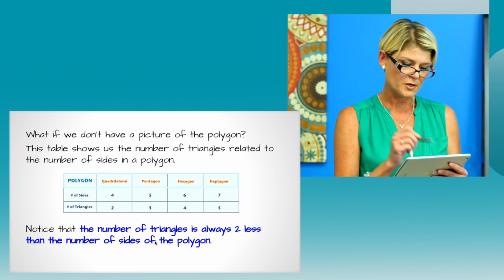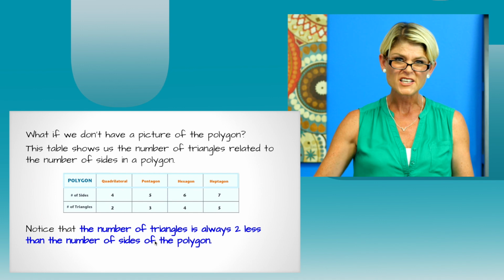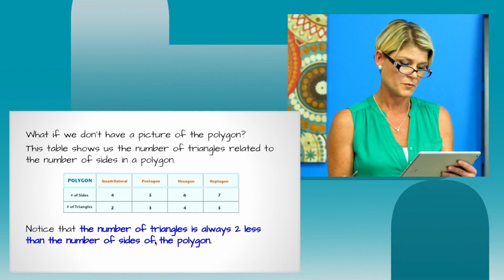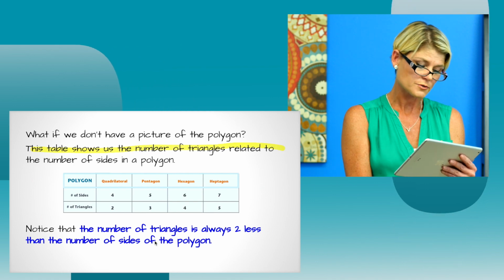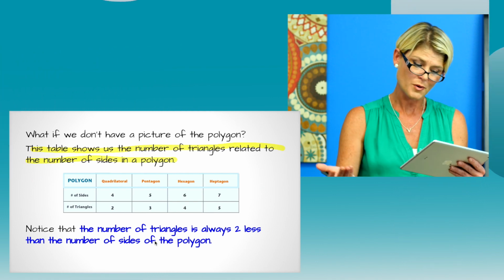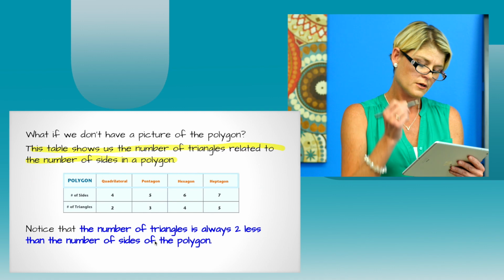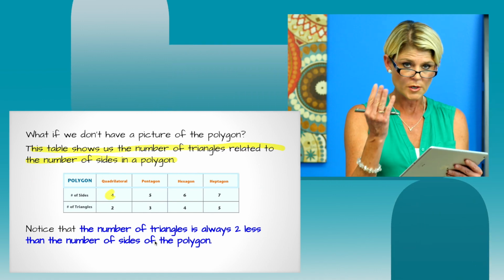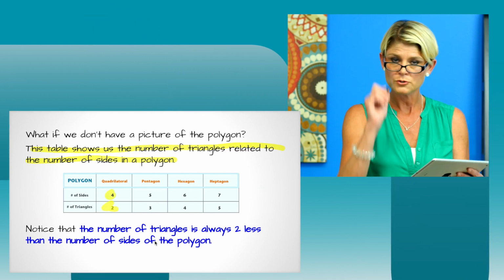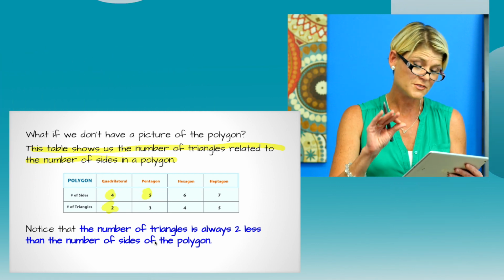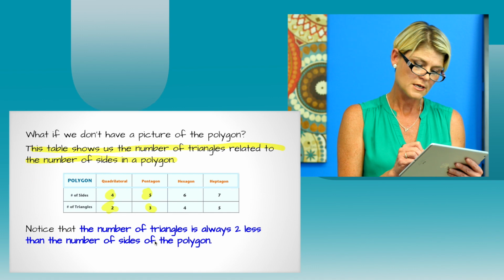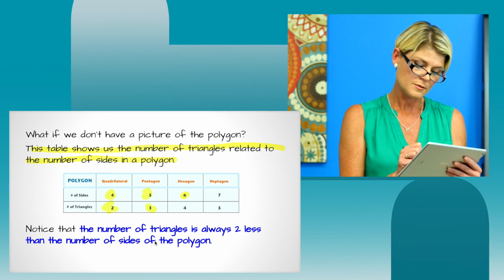All right, one more quick question though. What if we don't have a picture of the polygon? Then what do we do? Well, this table shows us the number of triangles related to the number of sides in a polygon. So let's take a look. If a quadrilateral has 4 sides, it will have 2 triangles that we could make inside of it. If a pentagon has 5 sides, 3 triangles. Hexagon 6, number of triangles 4.